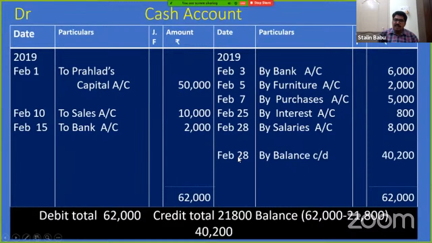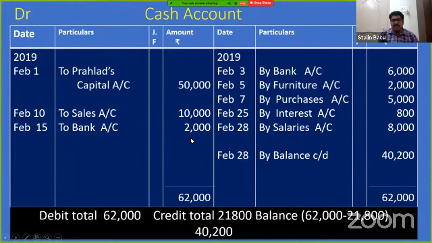On 28th February, by balance C/D. What is the amount? 40,200. We write here 40,200 to make the two sides equal. Now the total of debit and total of credit is equal. So what have we done here?